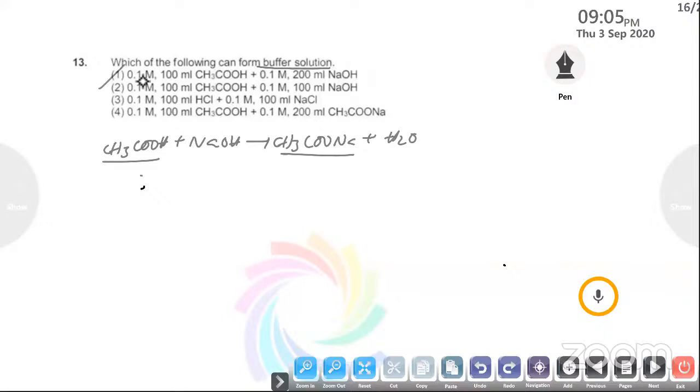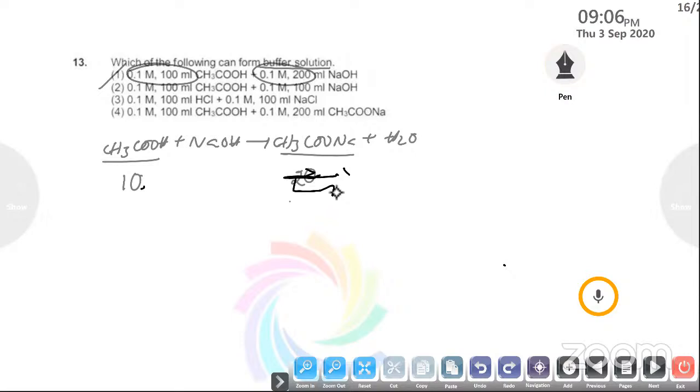If you go to the first option, it's given 0.1 M, 100 mL. So the number of millimoles will be 100 into 0.1, which is going to be 10 of acetic acid. And 0.1 into 200, so 20 into 0.1 gives 20 millimoles of sodium hydroxide given.